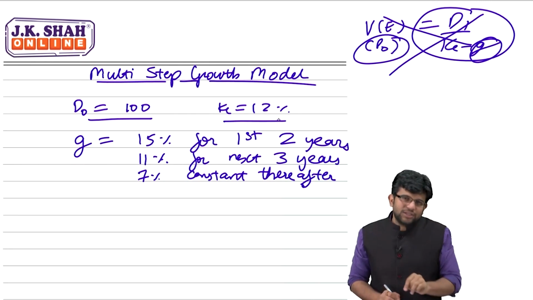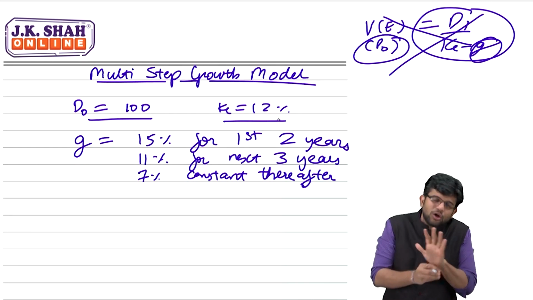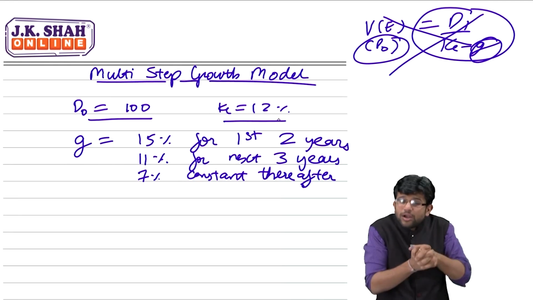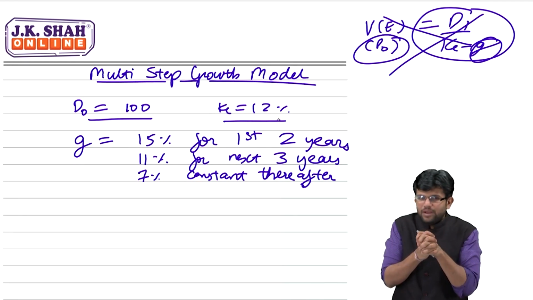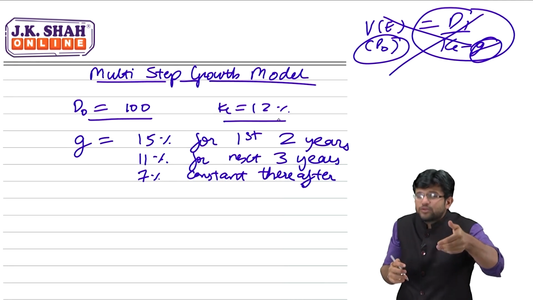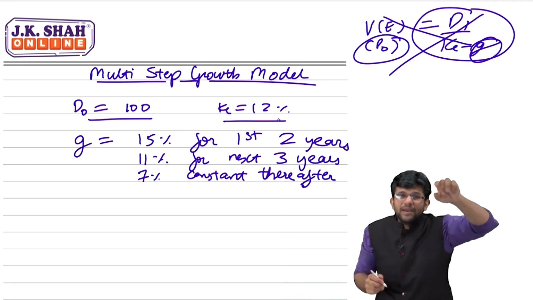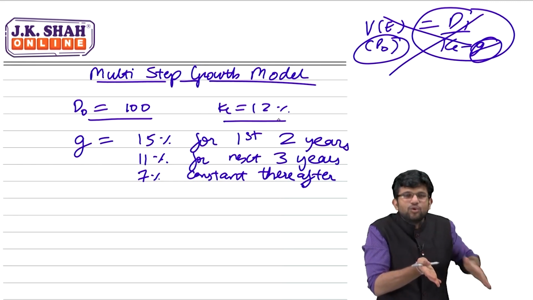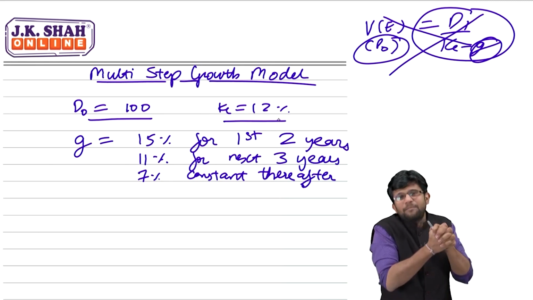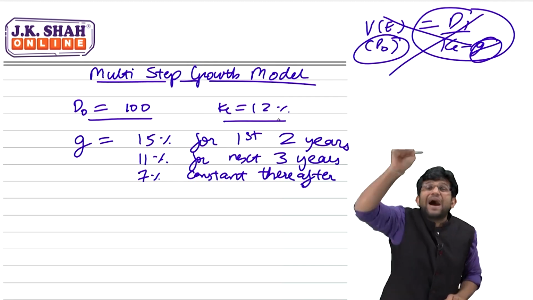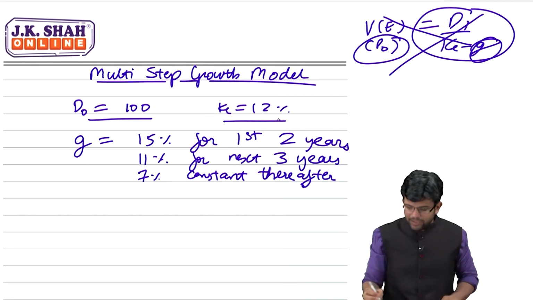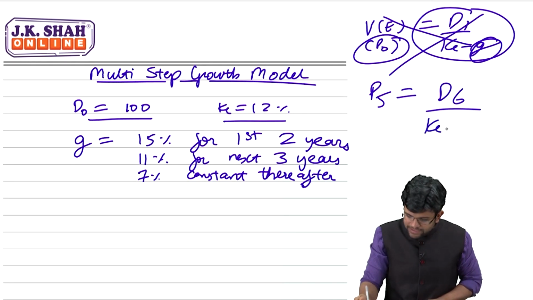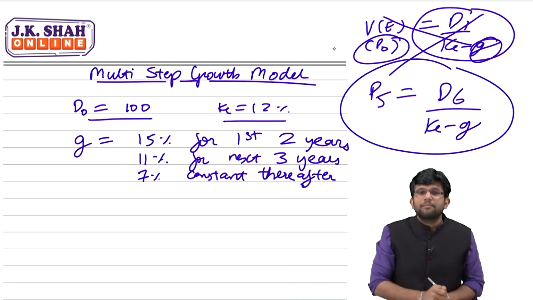So do you realize, children, that since the growth rate is not constant from year 1 onwards, D1 to D eternity I cannot club in Gordon's formula. But once the growth becomes constant, that is year 6 onwards, do you have the intelligence to understand that D6 to D eternity can be clubbed in Gordon's formula? P5 is equal to D6 upon KE minus G. I'll repeat, P5 is equal to D6 upon KE minus G.